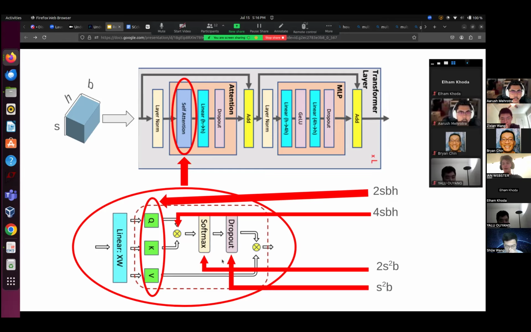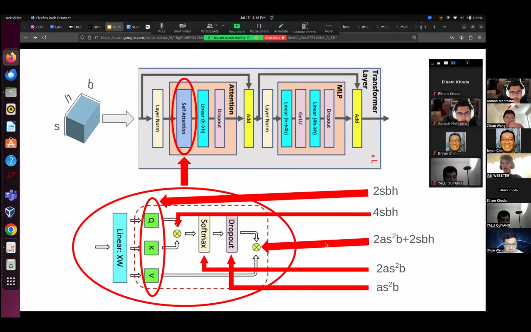Then the amounts associated with softmax and the dropout are going to be 2S squared B and S squared B, except wait, that's not true, because this is multi-headed attention. There's a bunch of these, which means you need to multiply it by A, which is the number of heads.